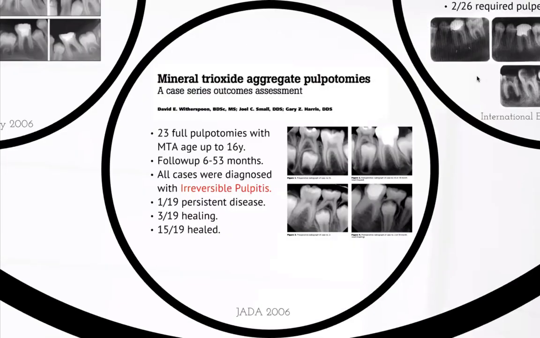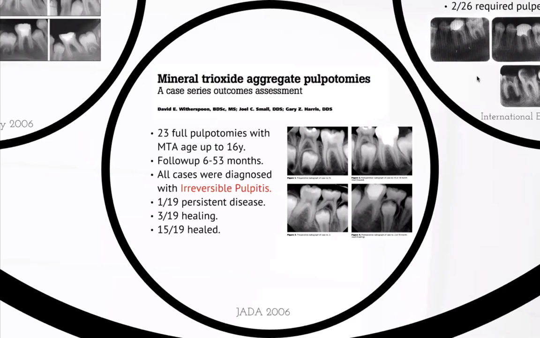The last one of this group is Witherspoon. Again, interesting study. He did 23 pulpotomy on MTA on patients up to 16 years old.